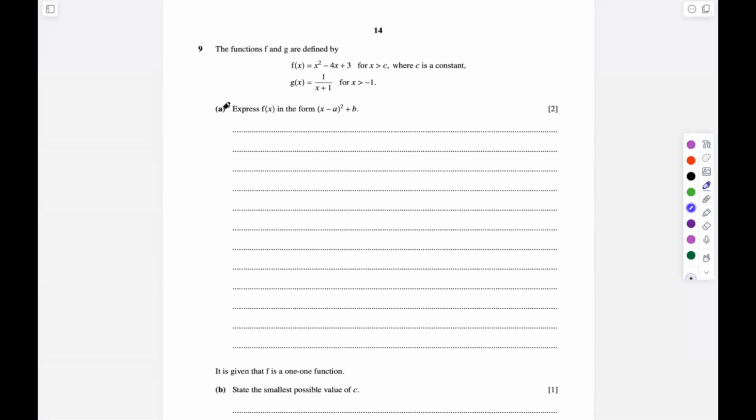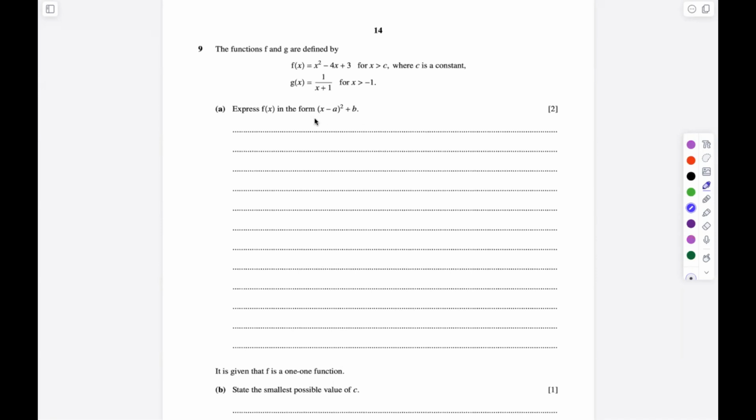In question 9, functions f and g are defined by f of x equals x squared minus 4x plus 3 for x greater than c, where c is a constant, and g of x is 1 upon x plus 1 for x greater than minus 1. In part A, we have to express f of x in the form (x minus a) whole squared plus b.